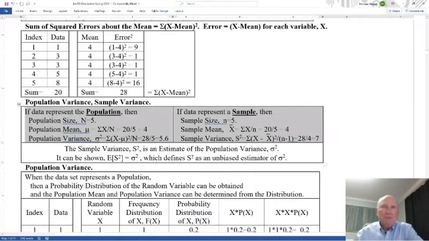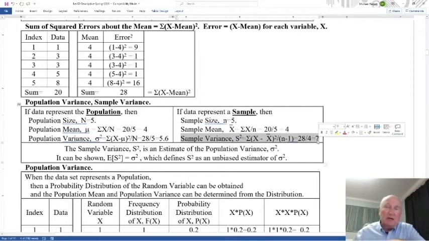Okay. Now, the sample variance, s squared, is an estimate of the population variance. That's part of the properties. The main property, there are a lot of properties, is that the sample variance with n minus 1 is called an unbiased estimate of the population variance. It can be shown the expectation of s squared is sigma squared. If I take the expectation of this right here, it can be shown it would be sigma squared. And that's the definition of an unbiased estimator.